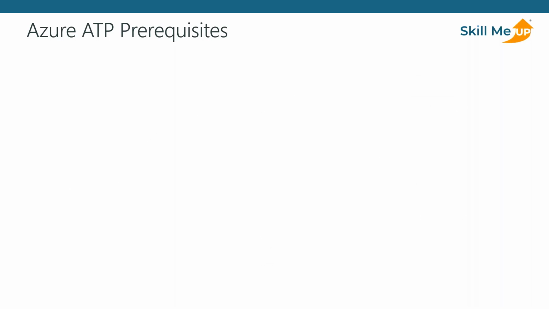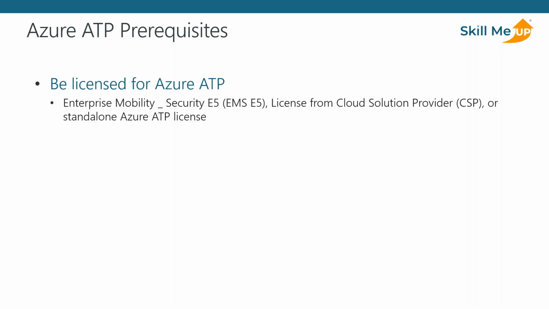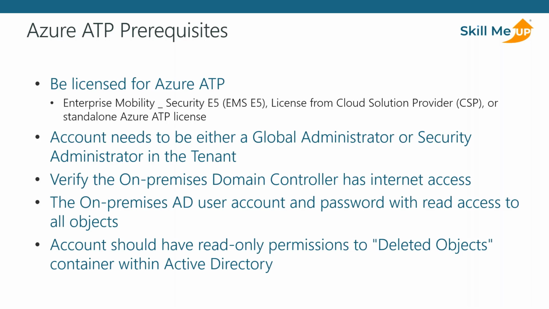Now, there are some prerequisites here to be able to utilize this. The first thing, as always, is to be licensed. So you need to be licensed for Azure ATP. So Enterprise Mobility Security E5, so the EMS E5 license, or licenses from a cloud solution provider that include this capability, or you can get the standalone Azure ATP license. The account that you utilize needs to be a global administrator or security admin in the tenant. You also need to verify the on-premises domain controller has direct internet access.